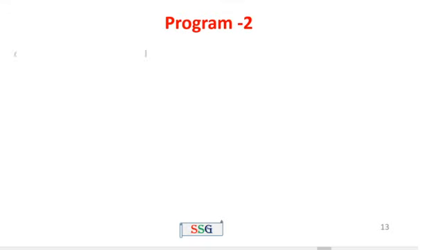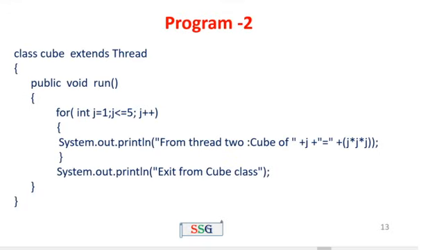Then the second thread name is cube. Class cube extends Thread. Here also we have to override the run method, j equal to 1 to j equal to 5. Here we compute the cube of the number, that is 1 cube, 2 cube, 3 cube, 4 cube and 5 cube, and exit from the class cube. That means in this program we have 2 threads, one is the square class, the second one is the cube class.